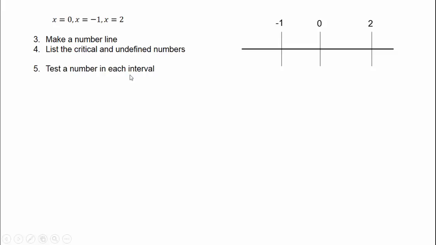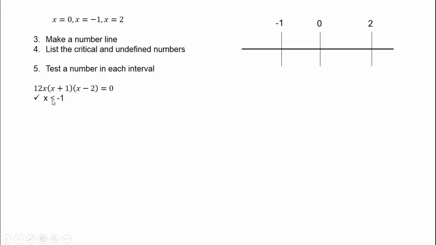Step 5 says we're going to test a number in each interval. So we really have 4 intervals: from -infinity to -1, that's this one right here, from -1 to 0, from 0 to 2, and from 2 to infinity. We're going to start on the left-hand side. So this is our f prime of x in factored form.